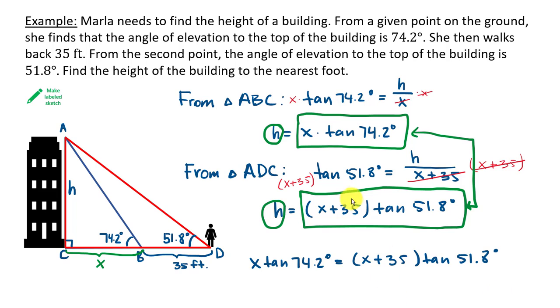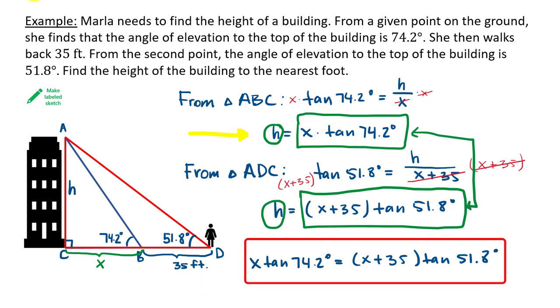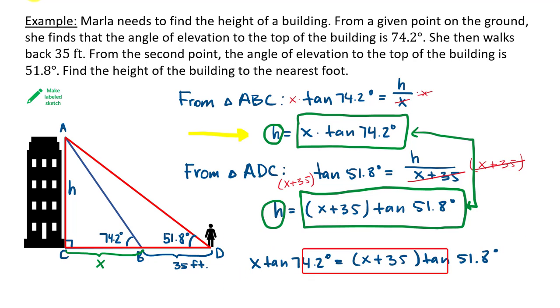And this equation will allow us to find x. And once we know x, we can use either one of those two equations to find h, the height of the building. Well, we're going to go with the first one, right? It's going to be a little bit quicker since it's a simpler equation. But how do we find x? How do we solve this equation? It's actually just a linear equation. It doesn't look too pretty, but it is just linear equations. So this is what we'll have to do.